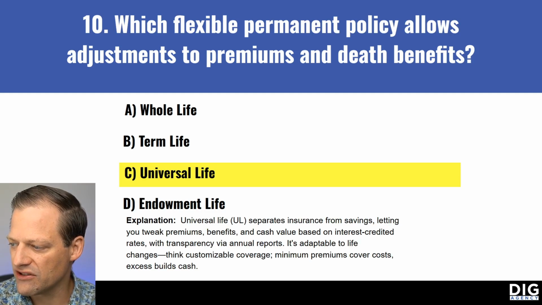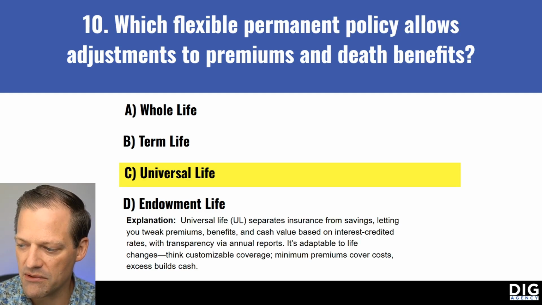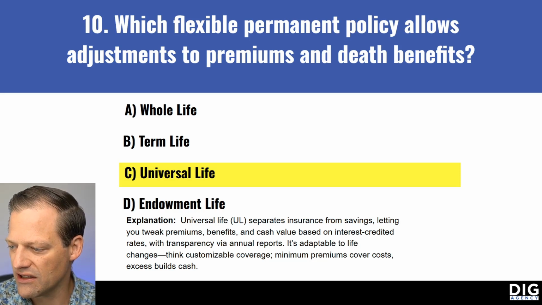So universal life separates insurance from savings, letting you tweak premiums, benefits, and cash value based on interest credited rates with transparency via annual reports.